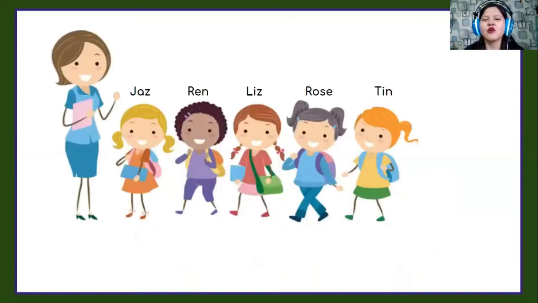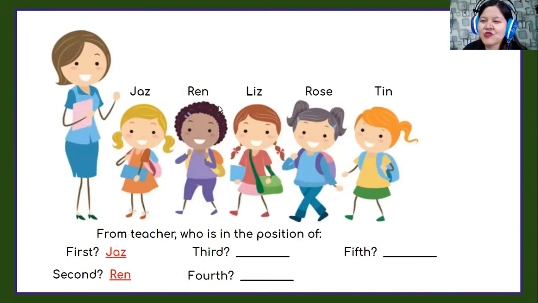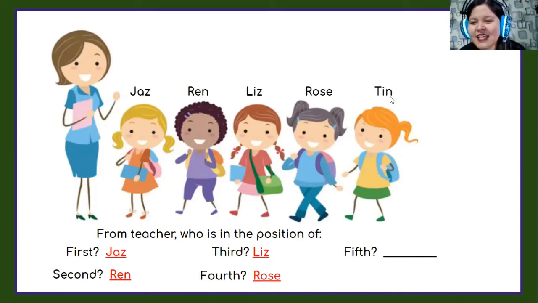Okay, so I have here the names of the pupils who are in a line. We have here Jazz, Ren, Liz, Rose, and Tin. My question from teacher: who is in the position of first? Okay, I know you can see it. The first one is Jazz. How about the second? Yes, it is Ren. The third, Liz is there on the third position. And on the fourth, we have Rose. And the last one, which is the fifth position, is Tin.